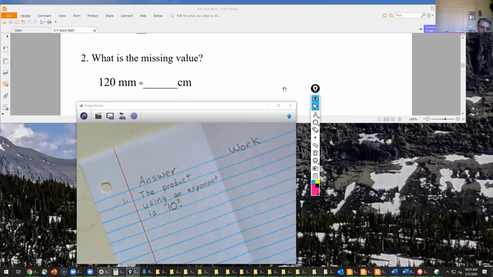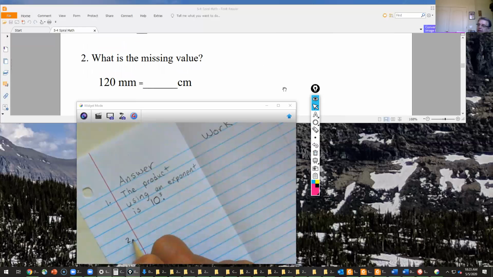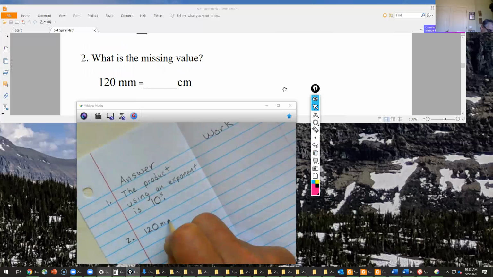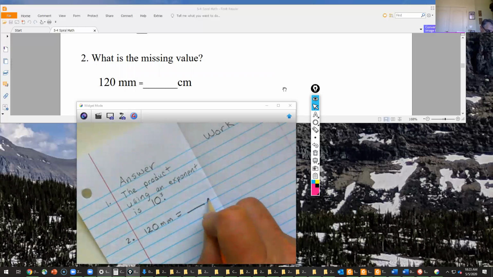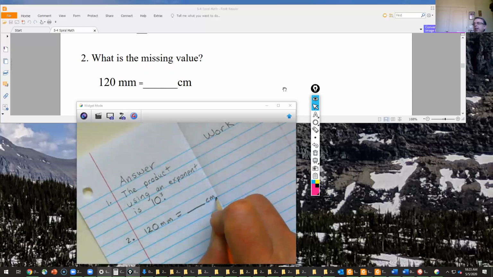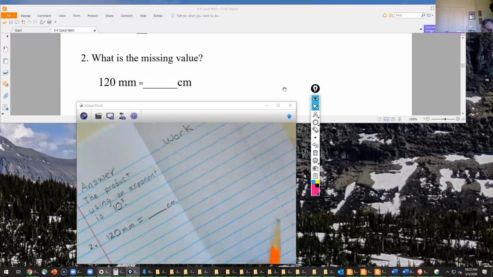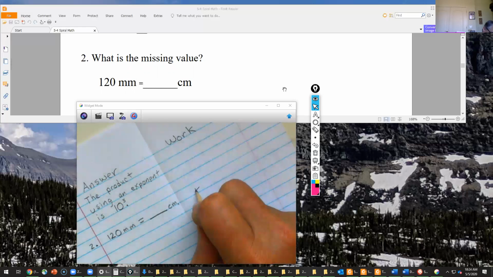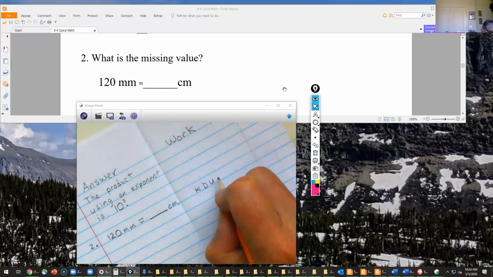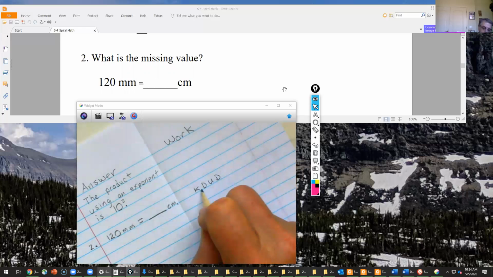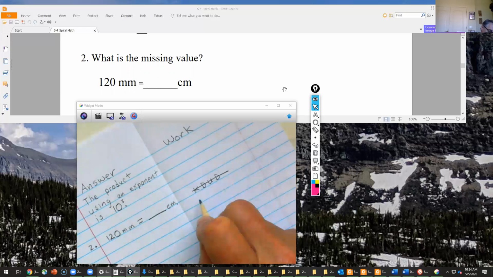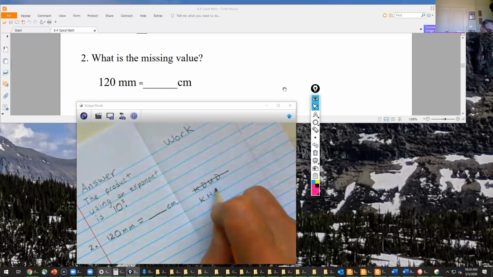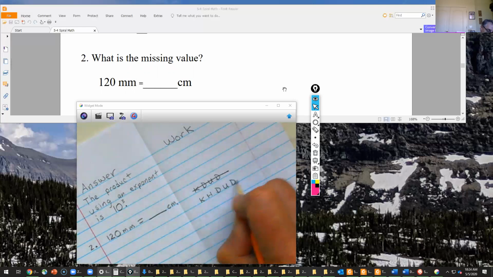What is the missing value? On this one, I can either write the missing value is, or I can just write it as 120 millimeters equals blank centimeters. Now, one thing that I like to do when I do this is I just like to remember my King Henry died unexpectedly drinking. Oh boy, I didn't write it all the way out. So I'm going to try again. King Henry died unexpectedly drinking chocolate milk.